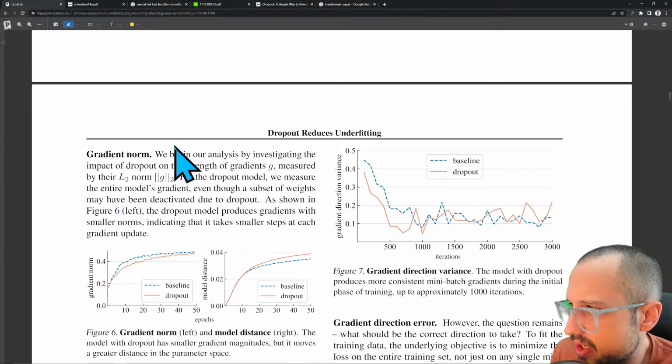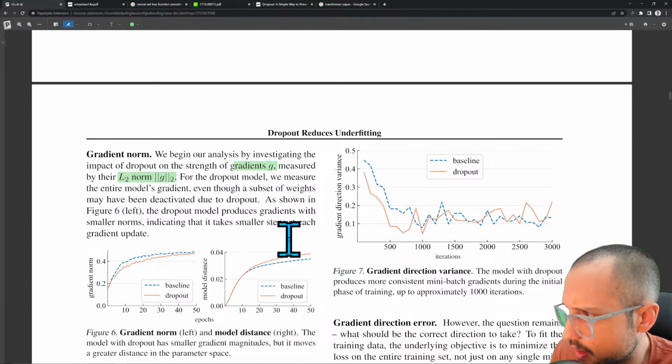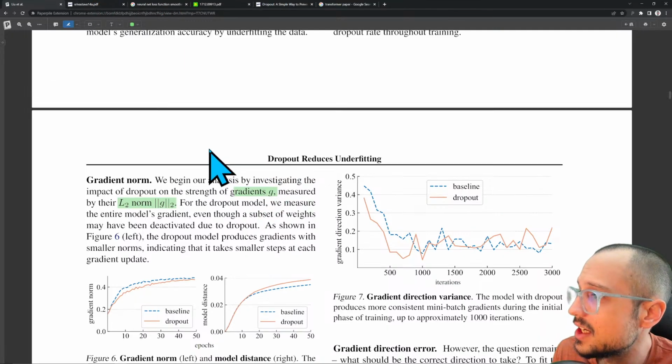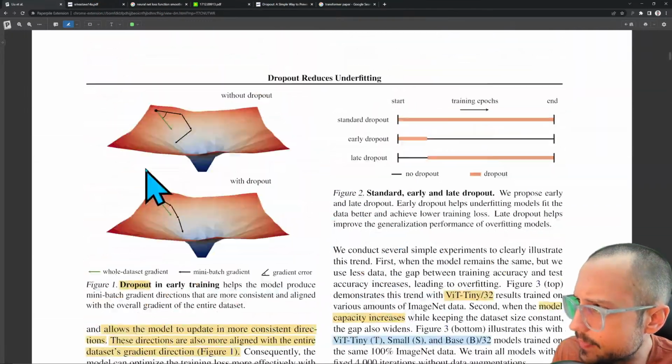Begin our analysis by investigating the impact of dropout on the strength of the gradients G. Got a little mathematical definition going here. G, measured by their L2 norm. So gradient G, what does that mean? It basically means this, right?